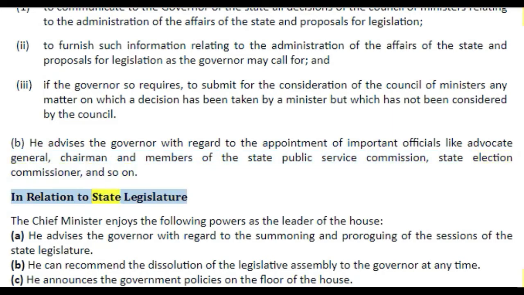In relation to the state legislature, the Chief Minister enjoys the following powers as the leader of the House. A. He advises the Governor with regard to the summoning and proroguing of the sessions of the state legislature. B. He can recommend the dissolution of the Legislative Assembly to the Governor at any time. C. He announces the government policies on the floor of the House.